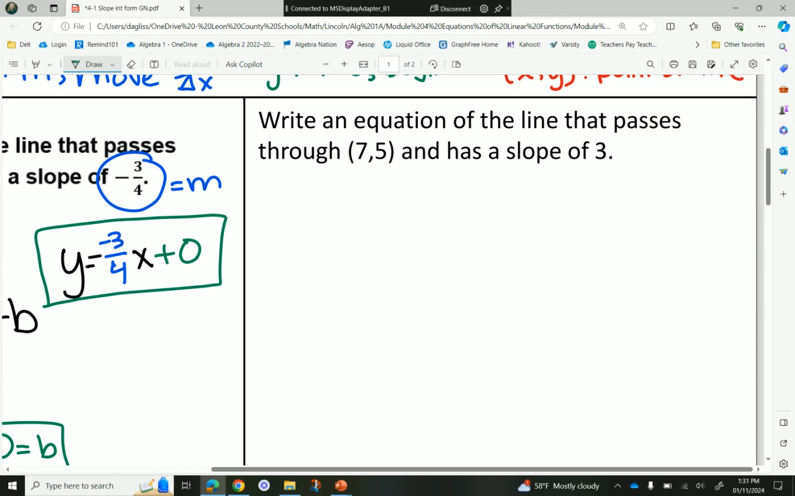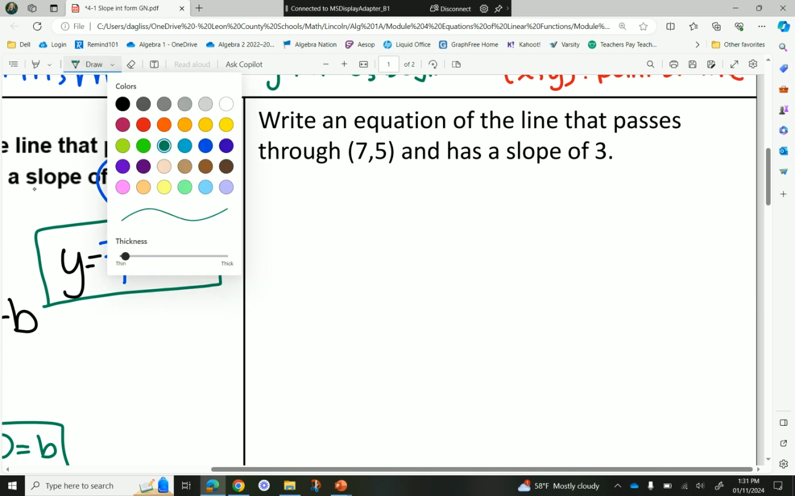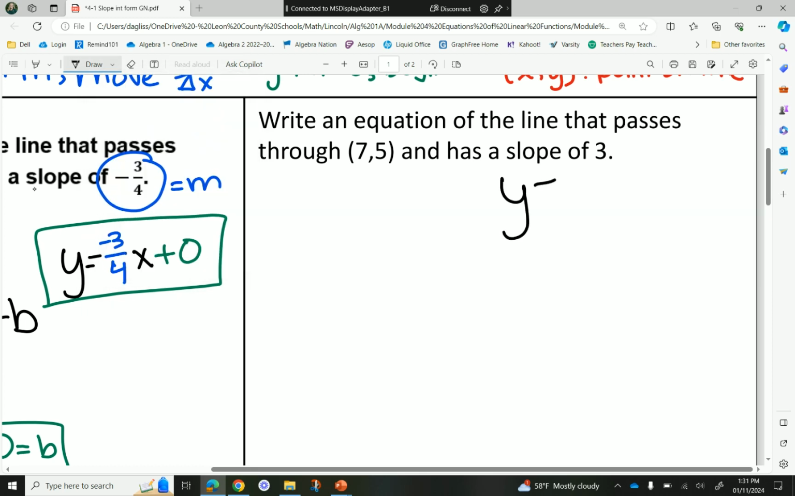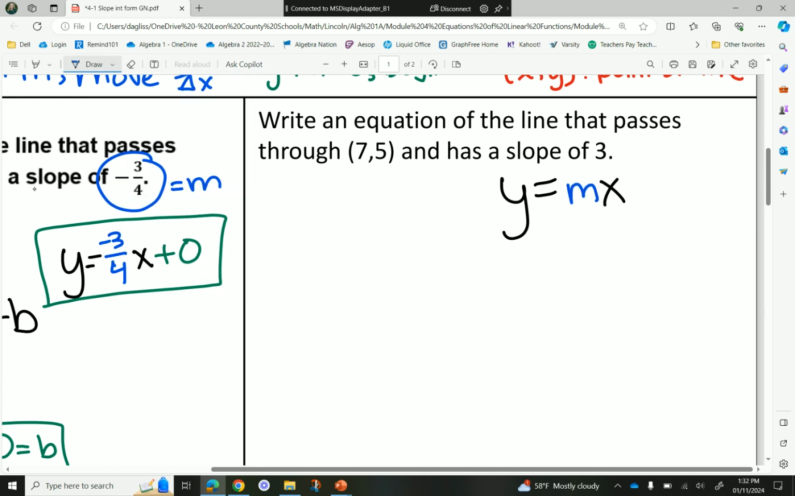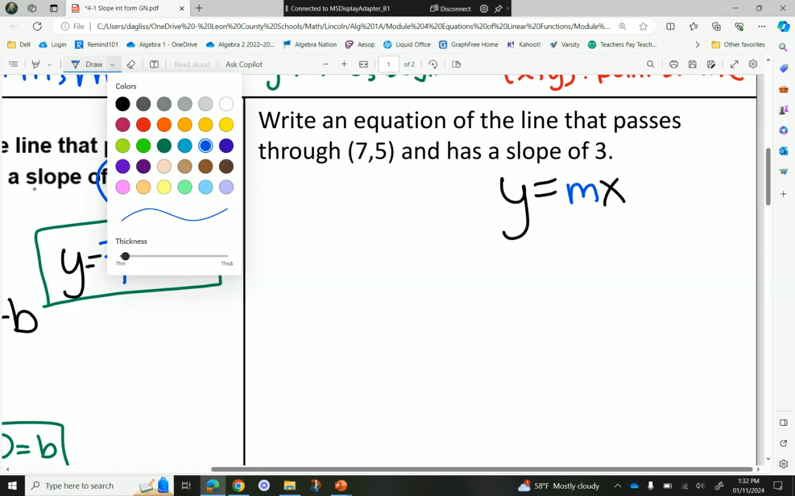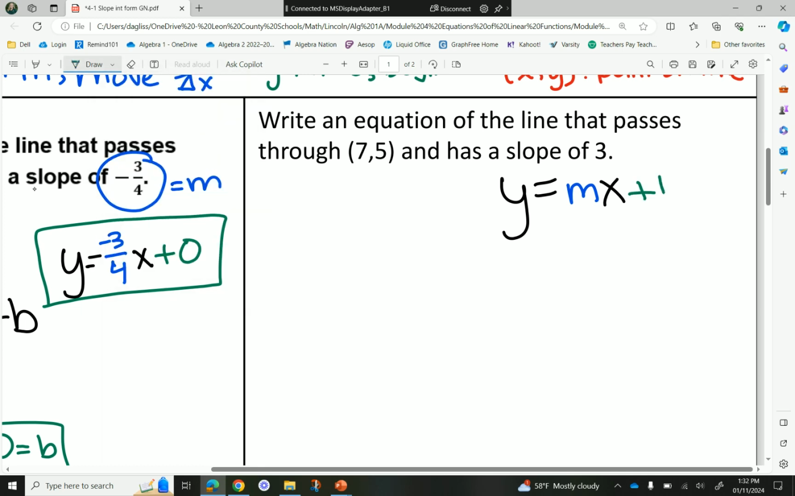All right, we're going to do another one. Write an equation of a line that passes through the point (7, 5) and has a slope of 3. Just like last time, I have a point and a slope, so I have an x, y and an m. That's a problem because in my equation, I need to replace the m and the b. Y equals something x plus something else. We need to replace the m with a number, don't write it down yet, and our b is going to be a number. That's what we have to put in their spots.